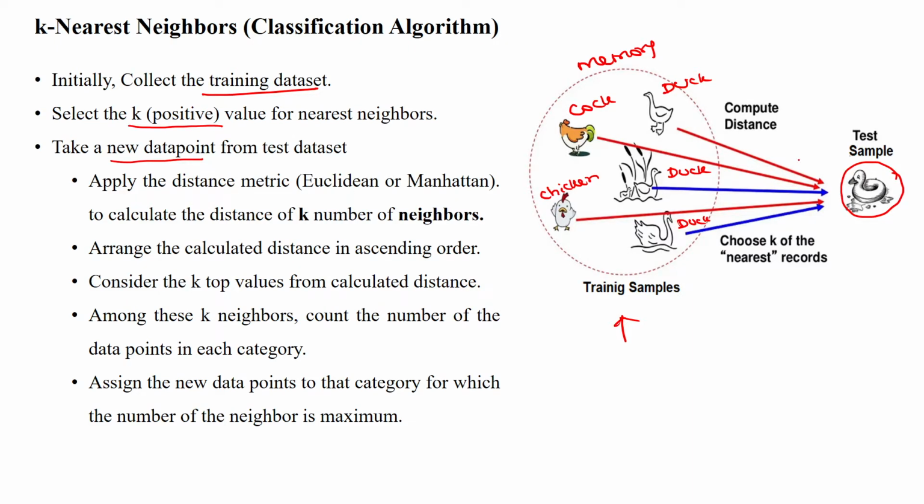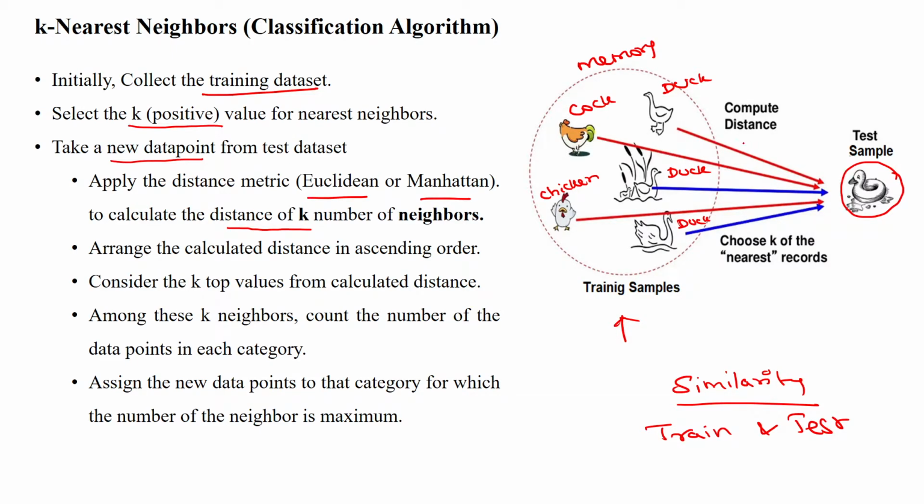So to find out the similarity between the training and testing samples, we can apply the Euclidean distance metric or Manhattan distance metric to calculate the distance for k number of neighbors. Here we will calculate the distance between each and every sample in the training sample and the testing sample.